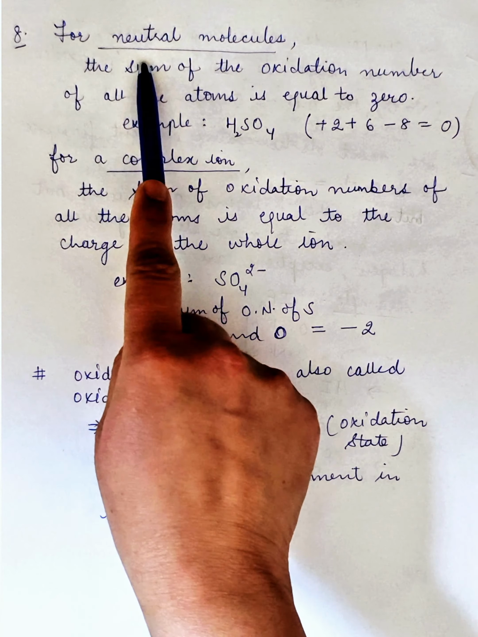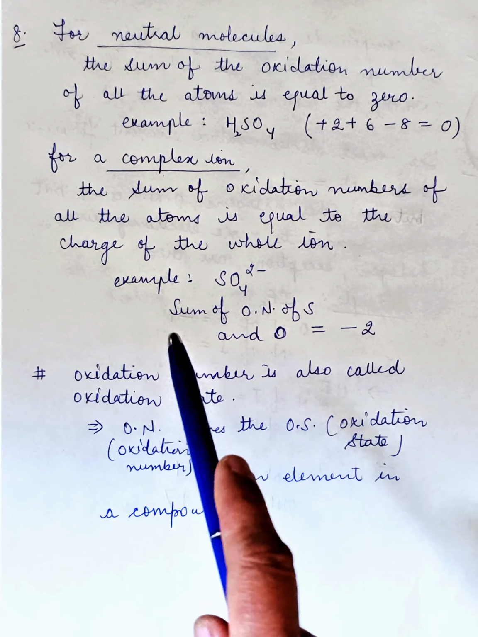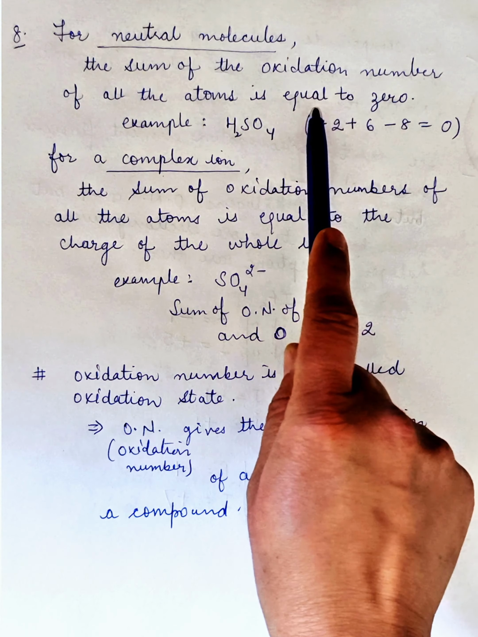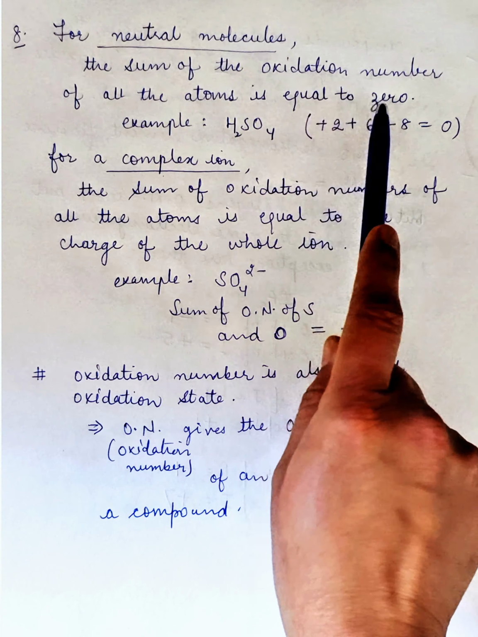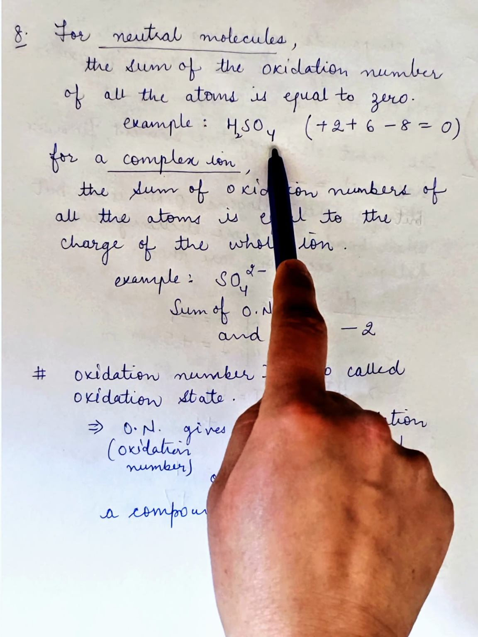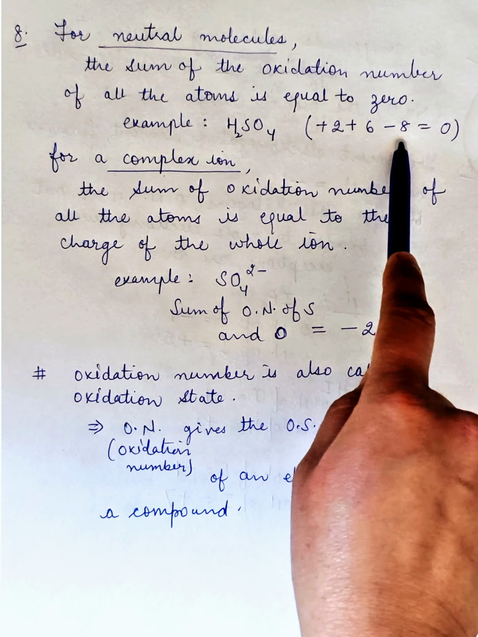Now, for the last rule: if there is a molecule which is neutral, the rule says the sum of the oxidation numbers of all the atoms in the molecule is equal to 0, because there is no charge on the whole molecule. An example is sulfuric acid, H2SO4. Hydrogen has +1 individually, so 2 atoms of hydrogen correspond to +2, plus 6 oxidation state of sulfur, and -2 for 1 atom of oxygen. So 4 atoms of oxygen correspond to -8. If we add up the oxidation states of all these atoms, that corresponds to 0.